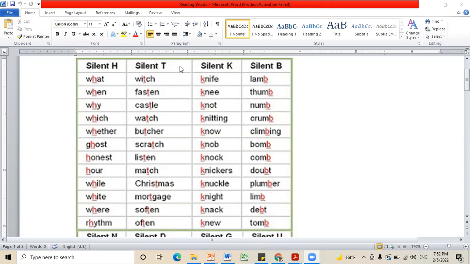So I will read the list again since Hirusha didn't hear me clearly. Which, fasten, castle, watch, butcher, scratch, listen, match, Christmas, mortgage, soften, often, right? Here, especially, I wanted to highlight words like listen, soften, often. Sometimes I have heard some say "lis-ten", "sof-ten", "of-ten", but that is incorrect, right?